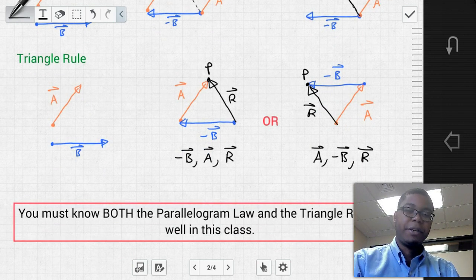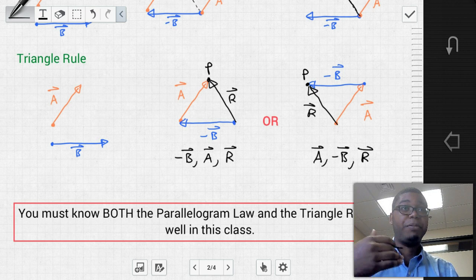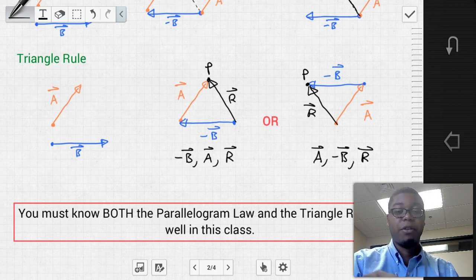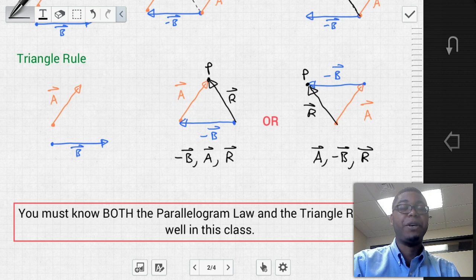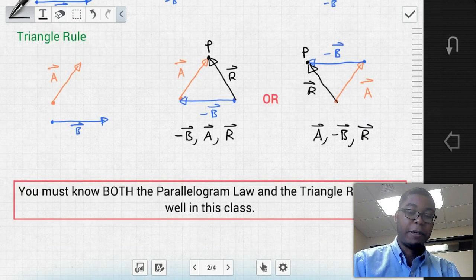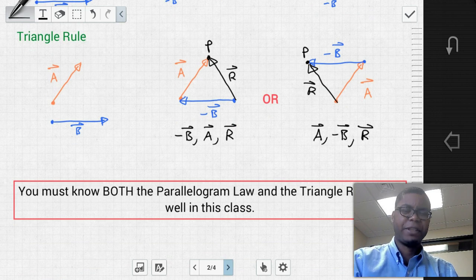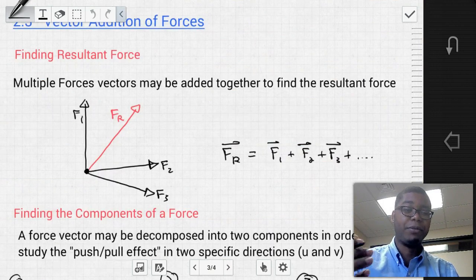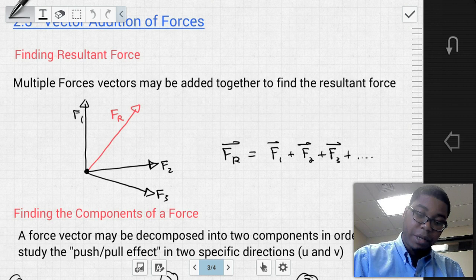The parallelogram law and the triangle rule are both rules that you will use extensively in this class to solve issues of vectors and of force and position vectors, which are used all throughout statics problems. So in order to do well in this class, you must know both the parallelogram law and the triangle rule. You must know how to use both of those approaches. And you'll see in class examples why this is important.